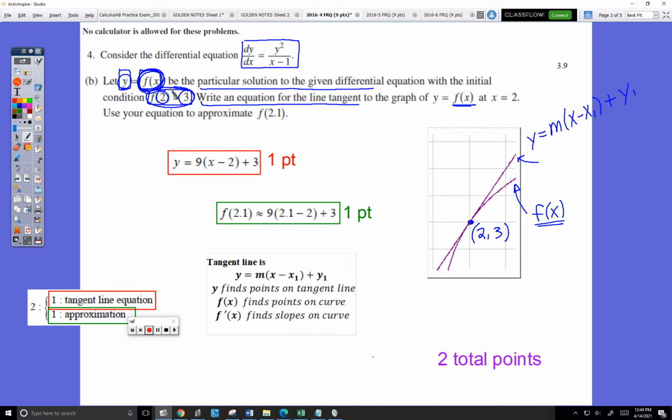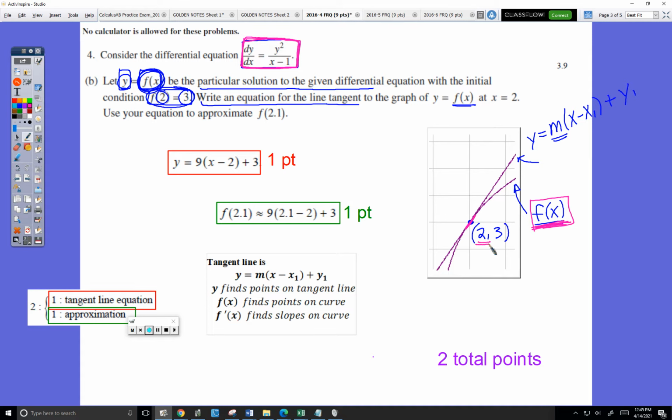So we need to write that equation. We need the slope of that line. The slope of that line is exactly the same as the slope of f, right here. So to find the slope of f, we need the formula for f prime. But we have the formula for calculating the slope of f. It's right here. Because as we talked about in part A, this is the formula for the rate. This is the formula we don't have yet for the amount. So we use this rate formula, and we calculate the slope of f when x equals 2.